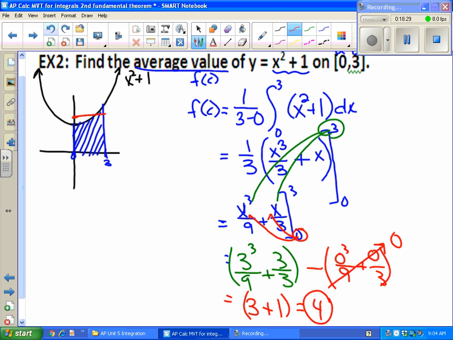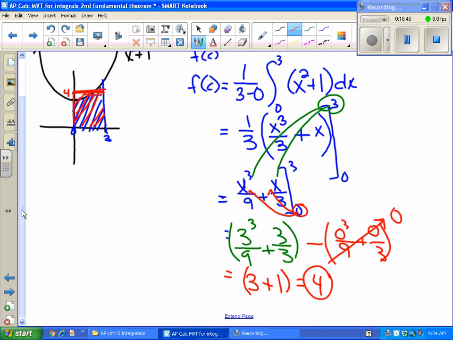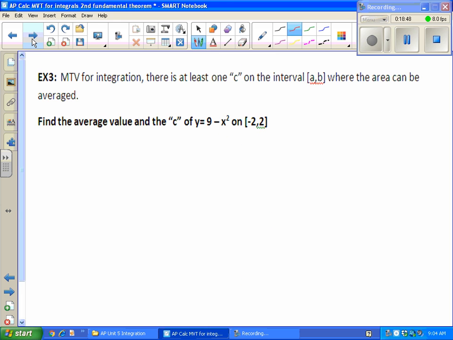So if I went to 4, like right there, this area, a height of 4, would match the area in blue, which of course, I'm sure mine's not at all scale, because that 3, this is height of 1. But you get what I'm saying? That area would be a matching area. Are you good with that one? All right. We're moving on. Mean value theorem for integration, there is at least one c on the interval where the area can be averaged. Okay. Find the average value and then the c.